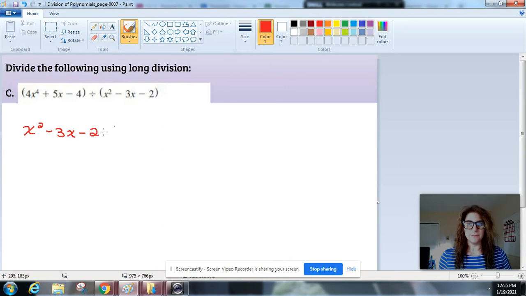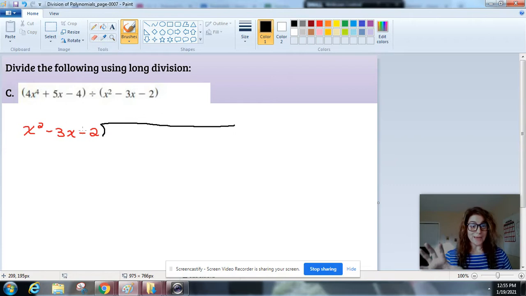Anything that is ever missing a position, meaning this started at a square, so I should go standard form: square, x, constant. I have to make sure I include a 0 as a placeholder. So in the divisor, I have everything. I have a square, I have an x, I have a constant.